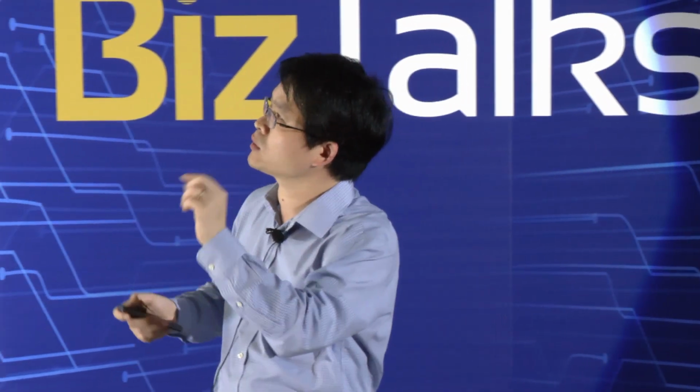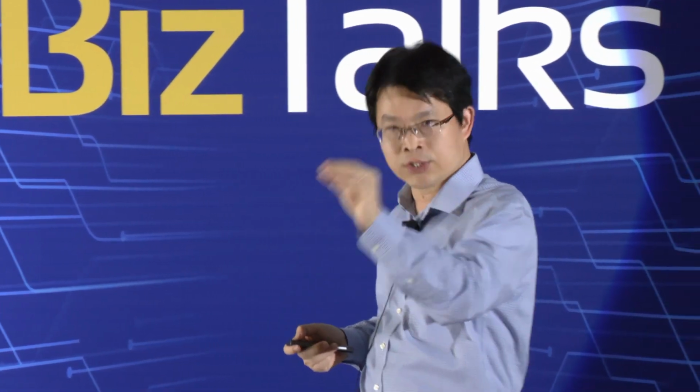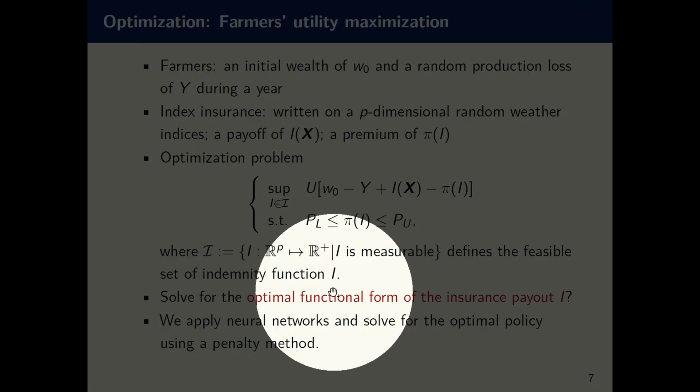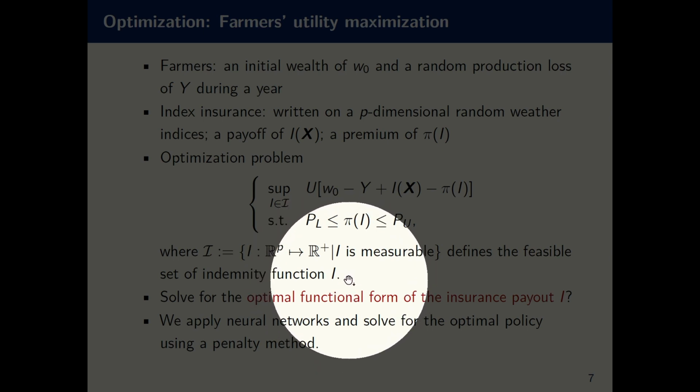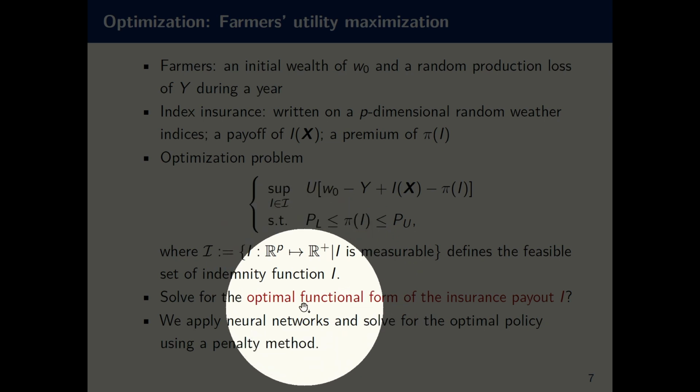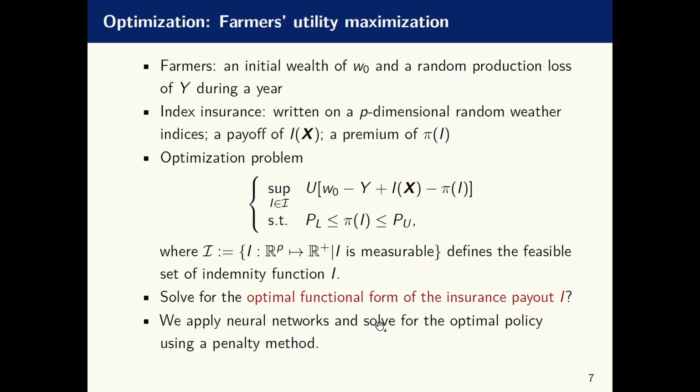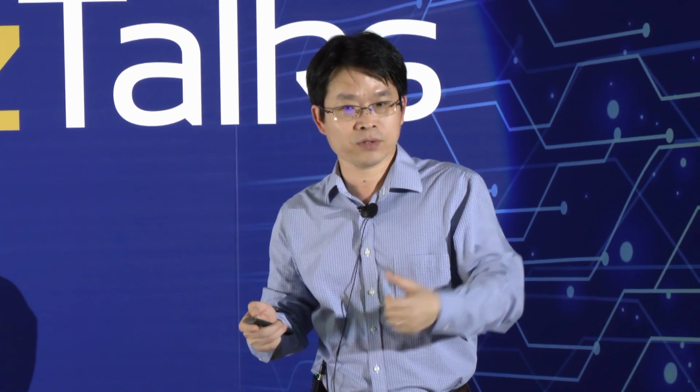So the key here is we want to design an insurance contract here. And that's the challenging part. So essentially, we need to figure out the optimal functional form of the insurance contract. It's not a simple control variable. All right, so to skip these technical details, in the end, we solve this optimization problem by applying a neural network with a penalty method. Those are pure technical details. And next, let me just show you the empirical performance.